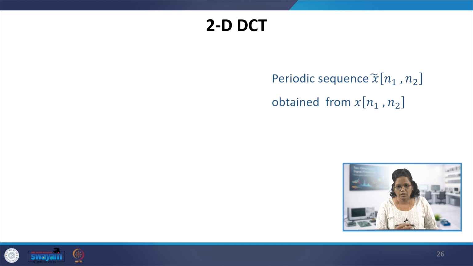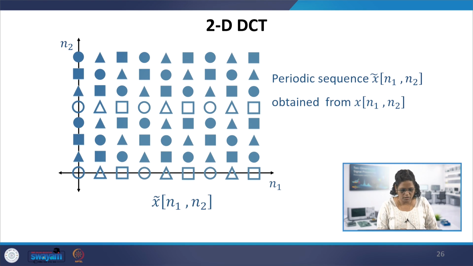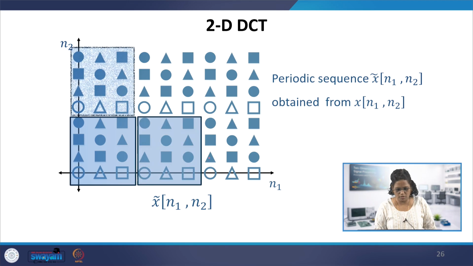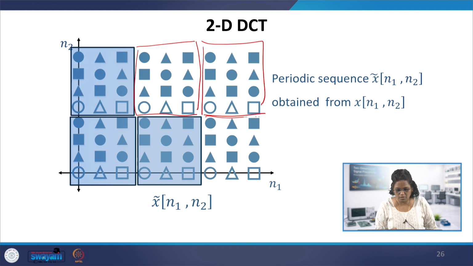We can also visualize it with the periodic sequence as we did in the 1D DCT. The periodic sequence, we can see, is the first x of n1, n2, and it is just repeated over here, in the x direction as well as in the y direction. I have just shown these three portions. Here everything is going to be just a replica of this. It's not a mirror image, it's just a replica. So this is x tilde, the periodic sequence.